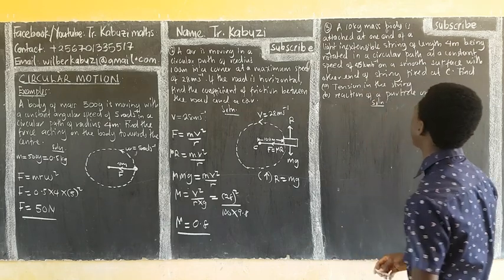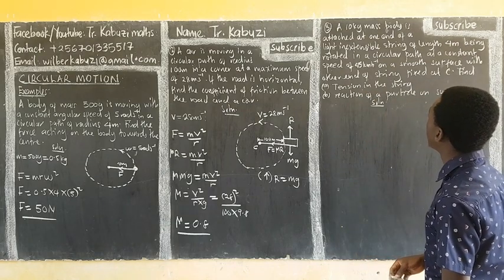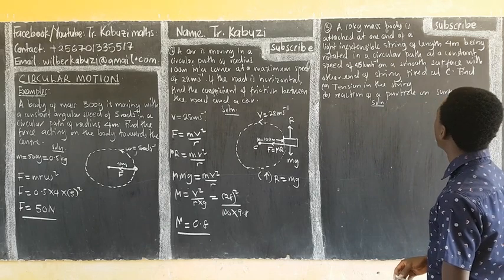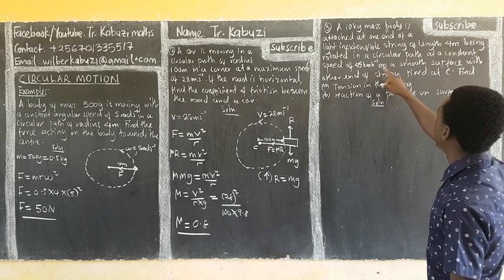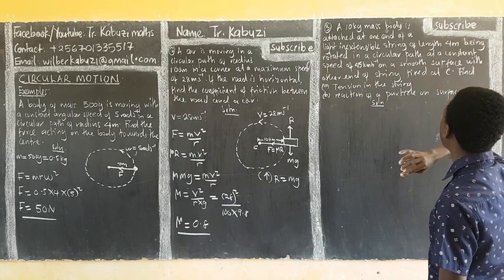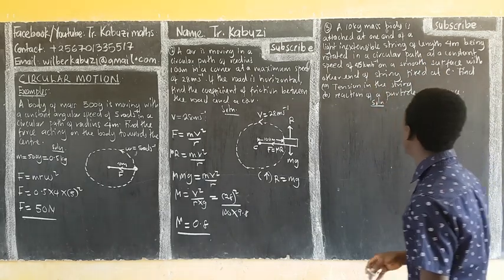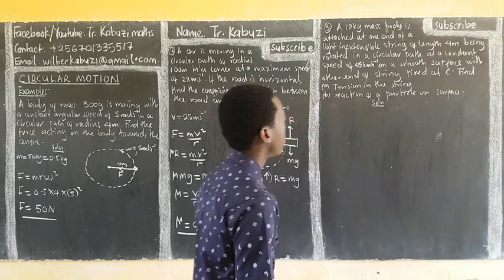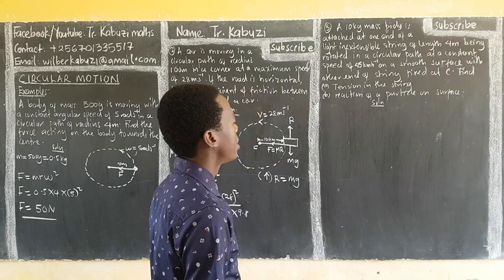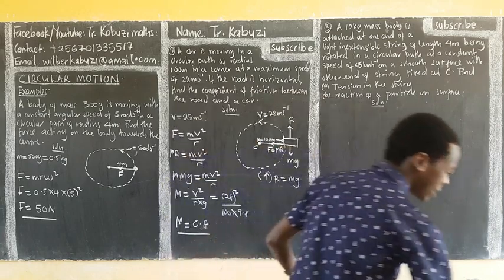Okay, the next here we have a particle of mass 10 kilograms. A 10 kilogram mass body is attached at one end of a light inextensible string of length 4 meters, being rotated in a circular path at a constant speed of 45 kilometers per hour on the smooth surface with the other end of the string fixed at C. Find the tension in the string. Okay, so this is the case.